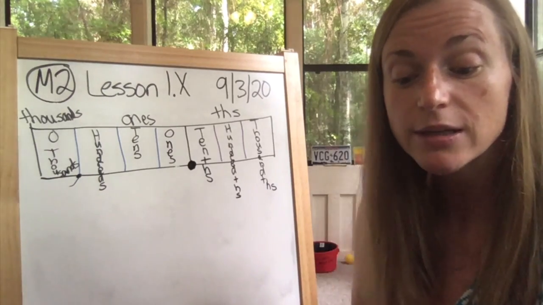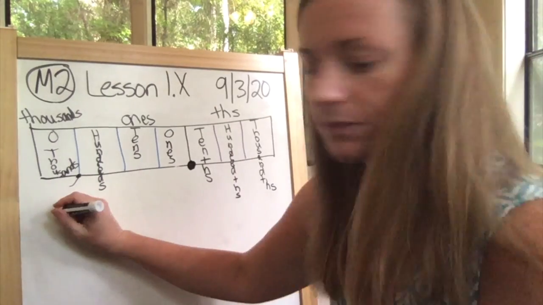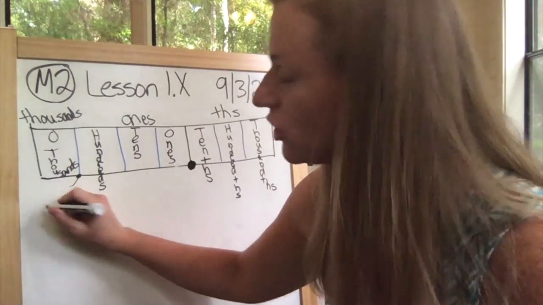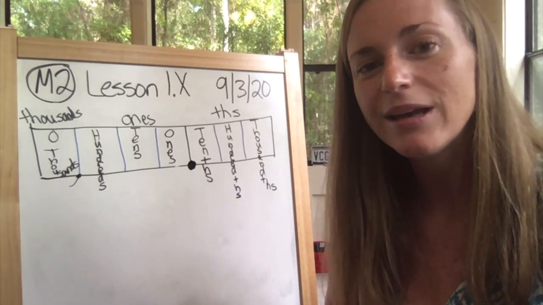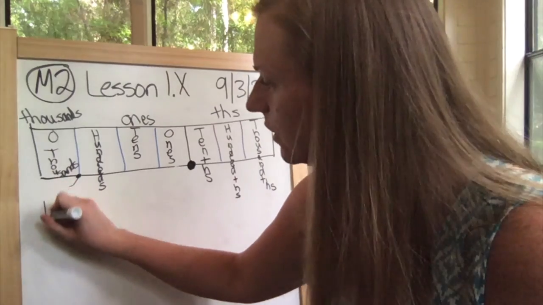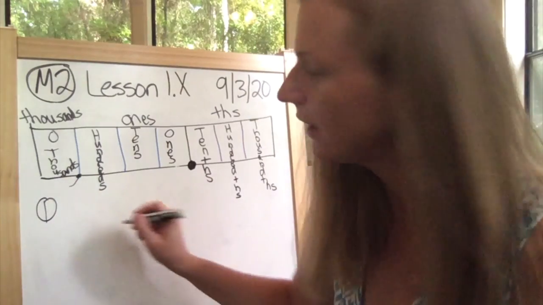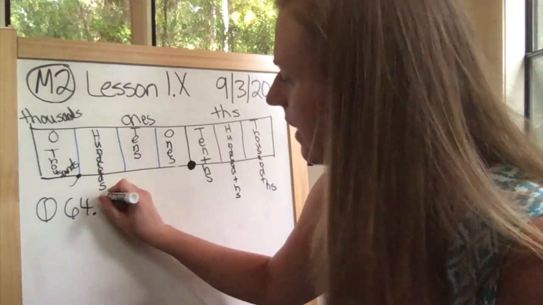But for today, we're going to start by going from standard form to word form. So here we go. Just like yesterday, I want you to watch as I do question number 1 and then copy down the work for question number 2. So here's question number 1, and I see 64.71.